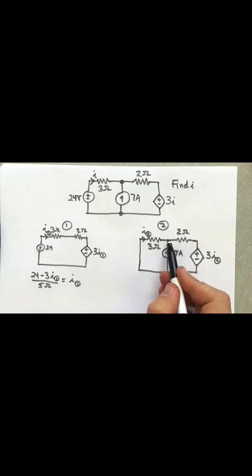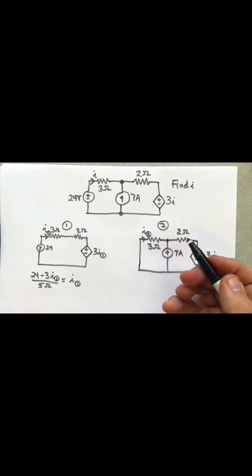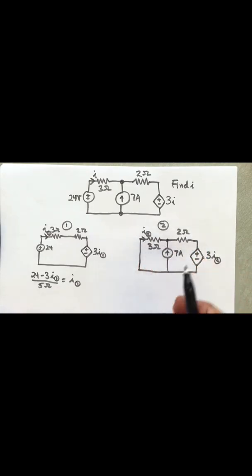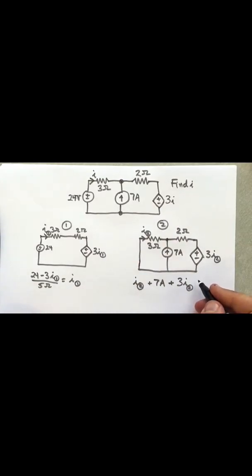So we'll do KCL at this node. We know I2 coming into it. We'll do the currents coming in because most of the currents are coming in. So we'll do I2 plus 7 amps. Plus the current coming in here would be 3 times I2. It's a little cumbersome to include these subscripts. Normally if I was working this problem, I wouldn't include the subscripts here, but I just do so that we can be a little bit careful about distinguishing the two situations.